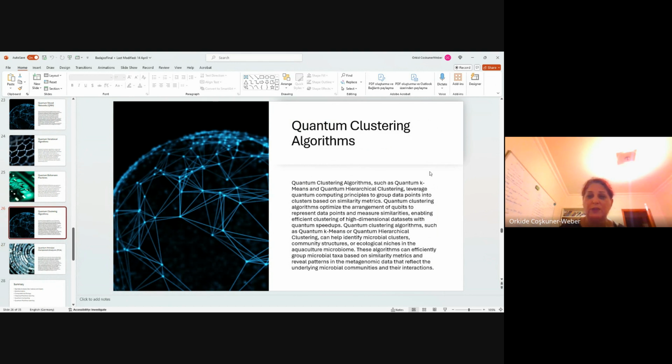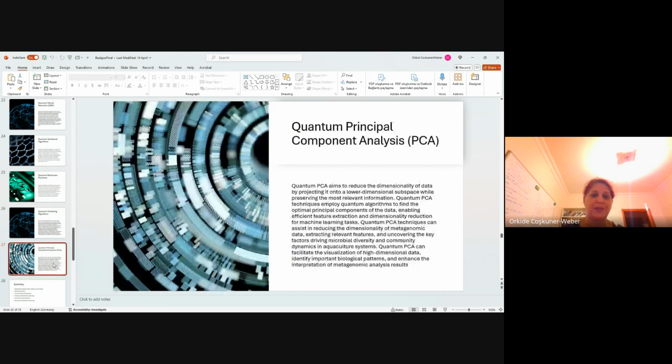Quantum clustering algorithms such as quantum k-means or quantum hierarchical clustering can help identify microbial clusters, community structures, or ecological niches in the aquaculture microbiome. These algorithms can efficiently group microbial taxa based on similarity metrics, revealing patterns in the metagenomic data that reflect the underlying microbial communities and their interactions.